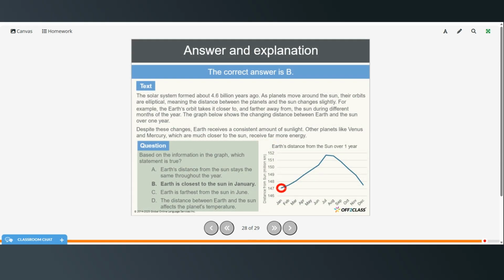So the question was based on the information in the graph, which statement is true? So the correct answer is B. The Earth is closest to the sun in January. And you could see that from the chart.